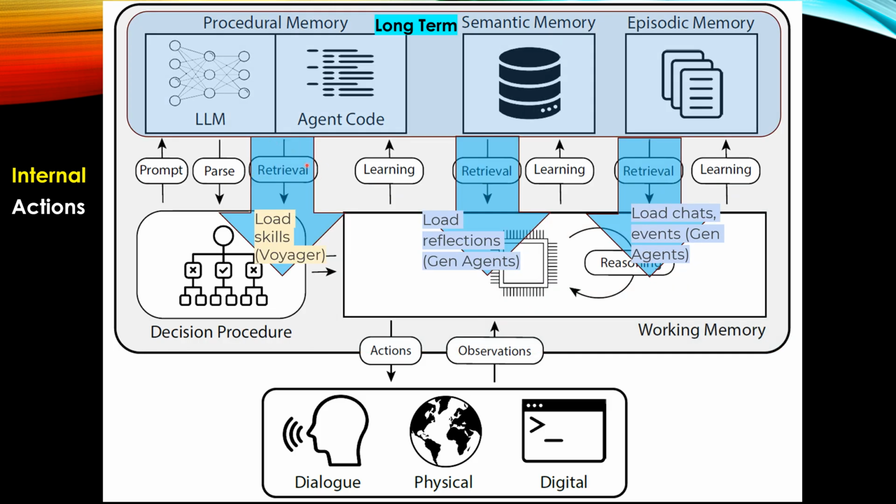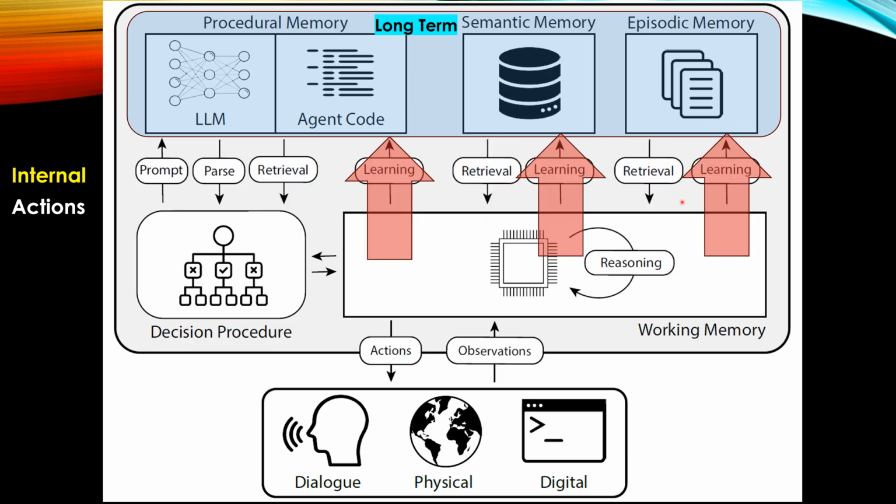Retrieval actions extract information from the long-term memories, as you can see the upward pointing arrows here. In Voyager, the skills manager retrieves code that might be relevant in completing the task from the procedural memory via dense embeddings. In generative agents, the reflections, chats, and events are extracted from the semantic and episodic memories during the reasoning process, using a score that factors the relevance, importance, and recency of the memories.